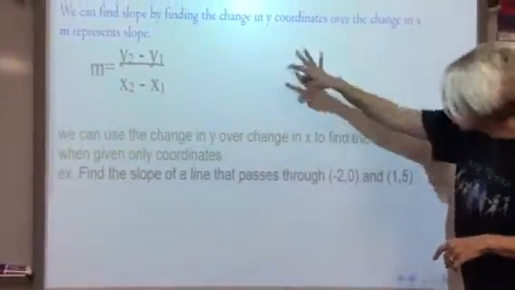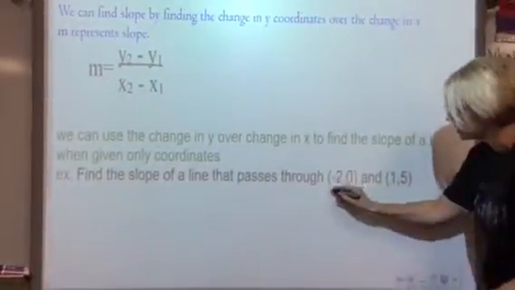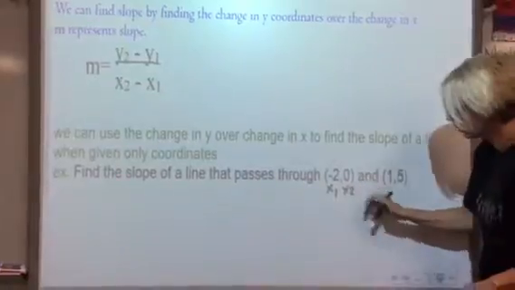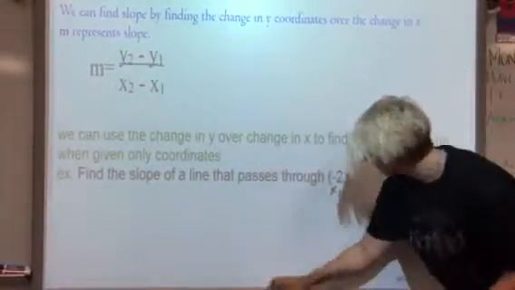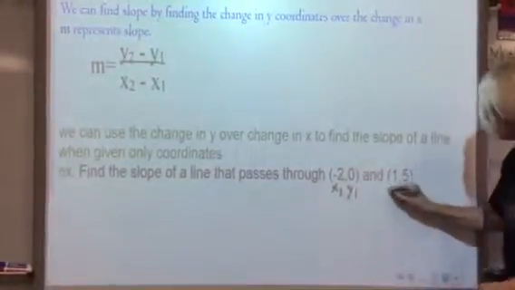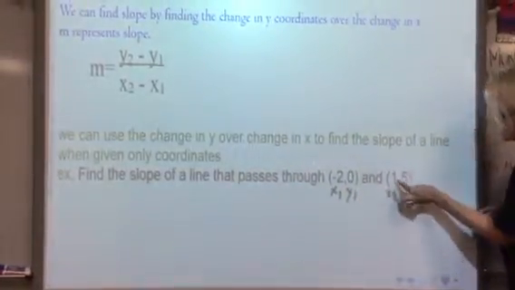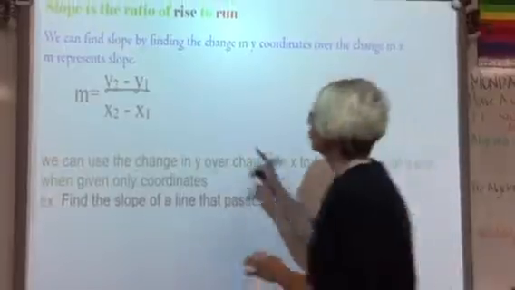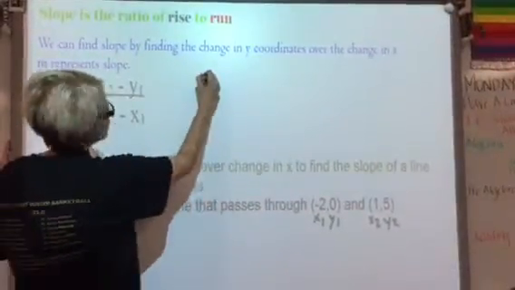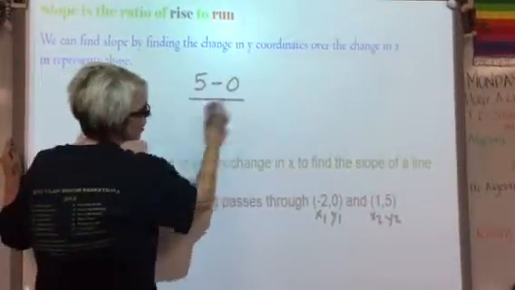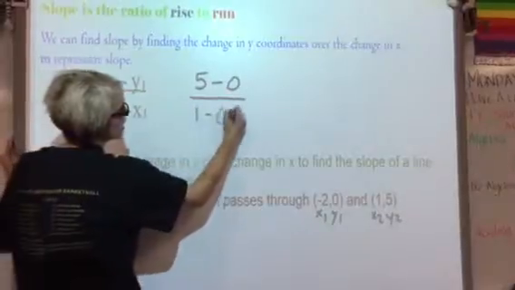So here's your slope formula. Here's a set of coordinates. This is going to be x1, y1. Sorry about that. This is x2, y2. So this is the first x, the first y, the second x, the second y. So plugging it into the formula, I'm going to do 5 minus 0 over 1 minus -2.